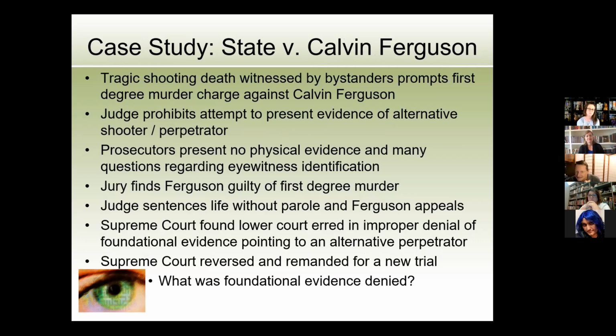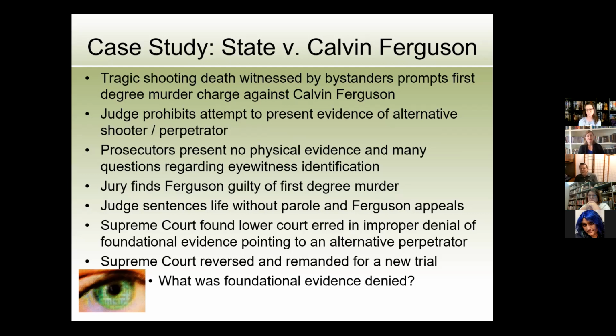Another case, this Ferguson case, I did this one like 12 years ago. It was a public defender case. And this is the classic alternate perpetrator case, right? Somebody else did it and we proved it. So there was a shooting death, and Calvin Ferguson was charged. And then at trial, the judge didn't allow the evidence to come in to suggest that there might have been an alternate shooter, an alternate perpetrator.